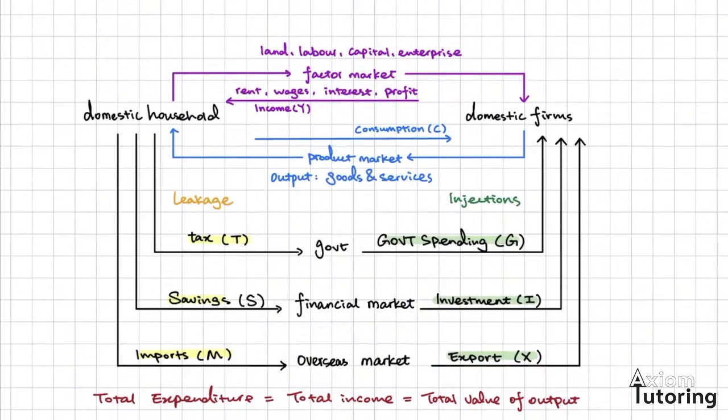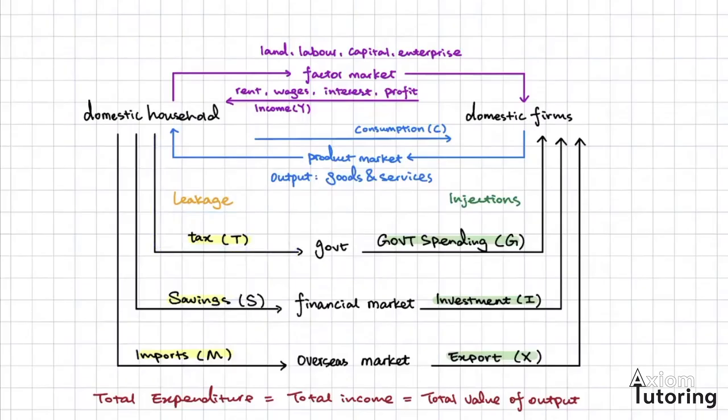Let's begin with all the leakages. Leakages are withdrawals of spending from the circular flow, and there are three leakages: taxes, savings, and imports. Well, the first is taxation. Households pay part of their income to the government in the form of taxes.